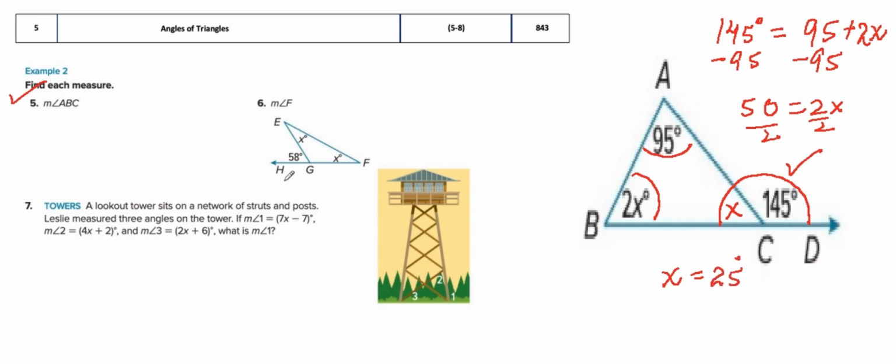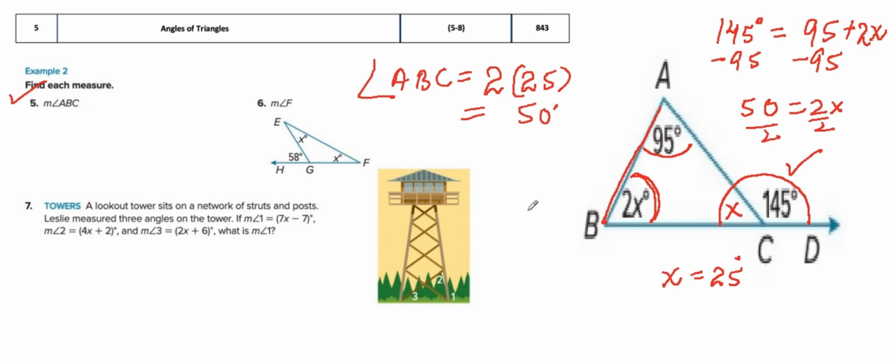Which angle are they asking? ABC. So ABC is 2x. Angle ABC is given as 2x. Substitute the value of x. X is 25, so multiply, this is 50 degrees. So ABC is 50 degrees. So here we are using the property of exterior angle. Exterior angle is equal to the sum of opposite interior angles.